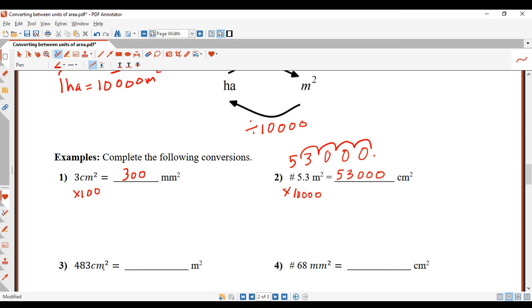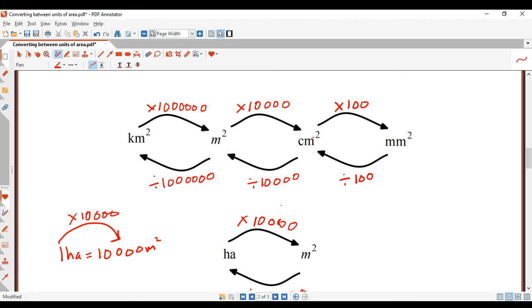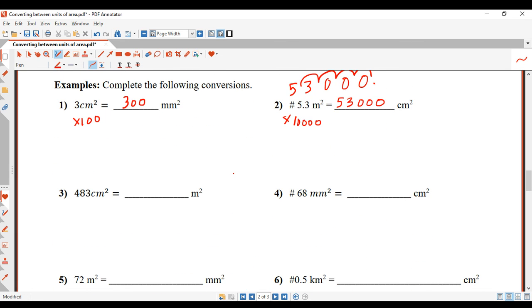We're going to go from centimeters squared to meters squared. So if I go back to my diagram here, centimeters squared to meters squared, it says divide by 10,000. Okay, follow the arrow. So let's come back over here. I'm going to divide this by 10,000. Now, if I'm dividing by 10,000, I'm moving the decimal place left according to the number of zeros in 10,000. So there's 4 zeros in 10,000, so I'm going to move the decimal place 4 places to the left.